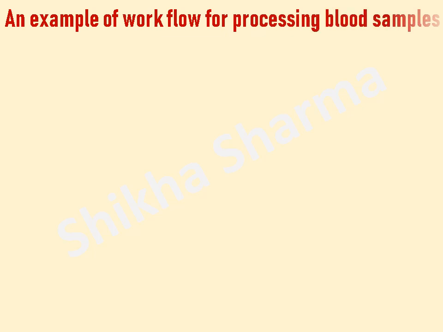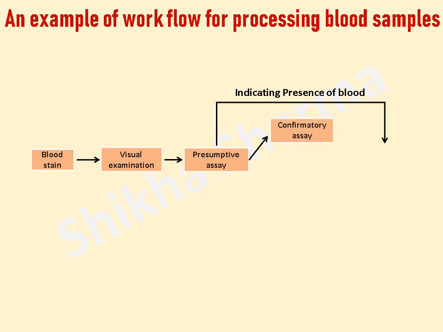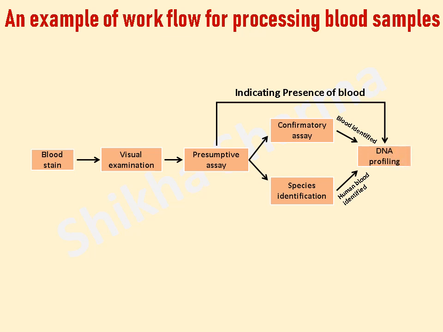Now, let's understand the general workflow for processing blood samples in the forensic biology laboratory. When we get blood from the crime scene, the first step is to do visual examination. Then presumptive or preliminary tests are conducted to indicate the presence of blood. Afterwards, confirmatory or crystal tests are performed. The tests for species identification are done to determine whether it belongs to human or animal. The results of the species identification and confirmatory tests pave the way for DNA profiling.